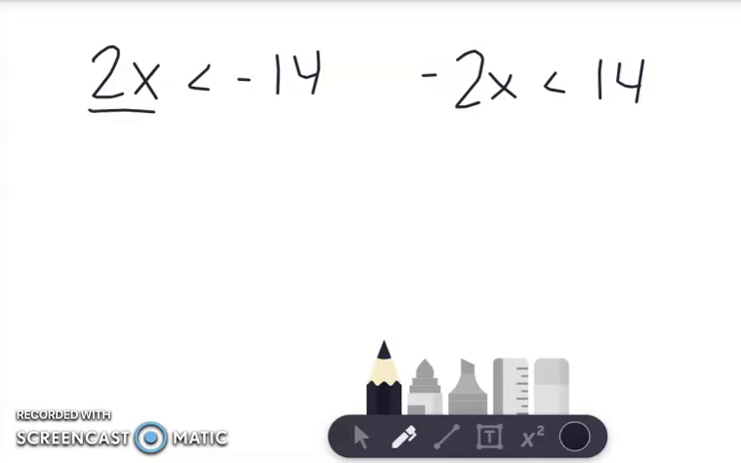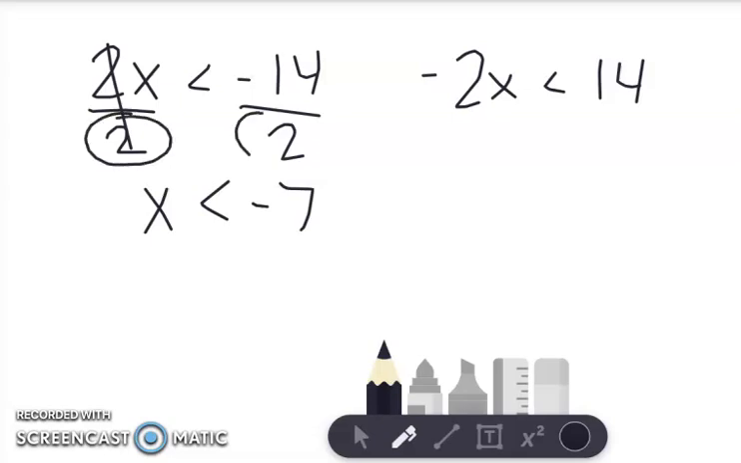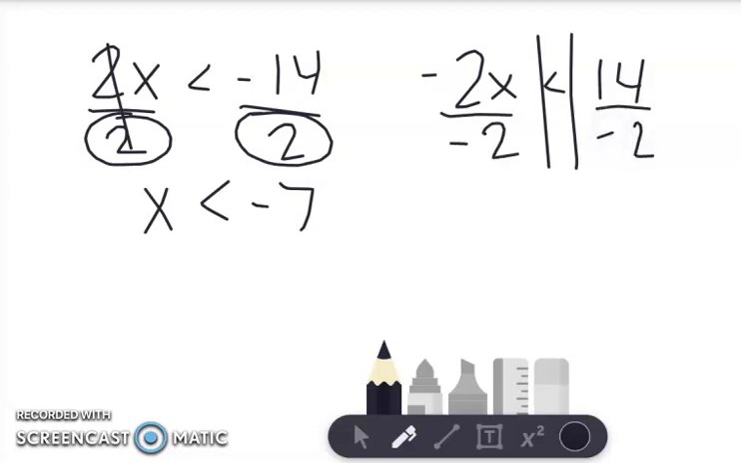So let's do an example. All right, so for this first one, we're going to divide both sides by 2. So 2 divided by 2 is 1. 1x is just x. Negative 14 divided by 2 is negative 7. And we're going to keep the inequality symbol. Yes, there is a negative somewhere, but what we did to both sides was not dividing it by a negative number. But for this next example, we are going to divide both sides by a negative 2.